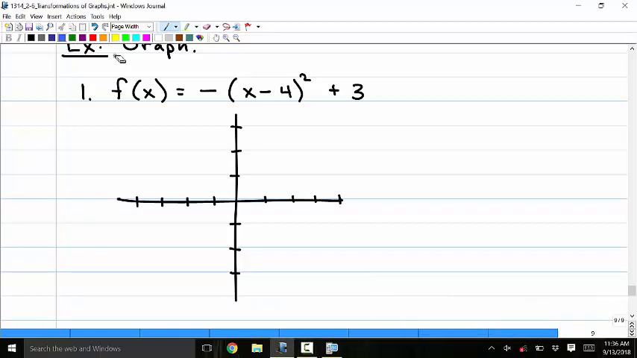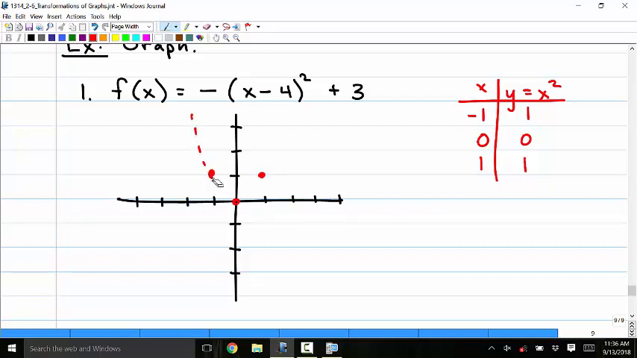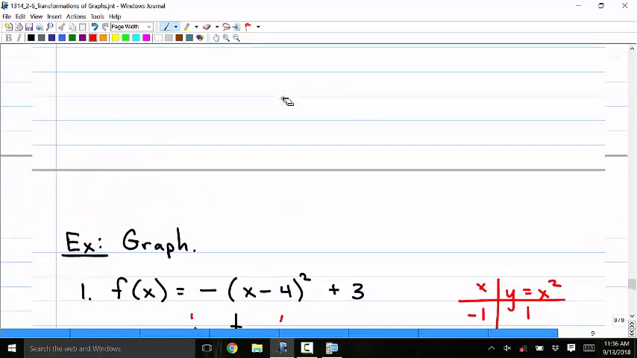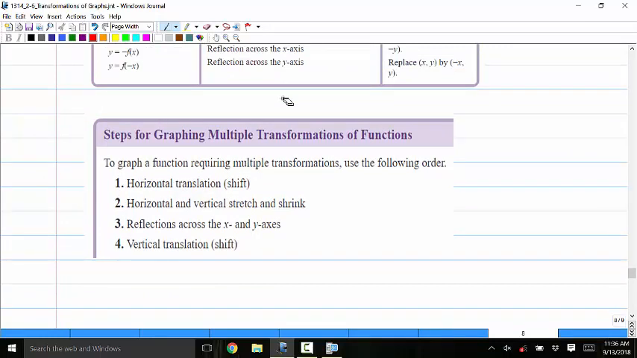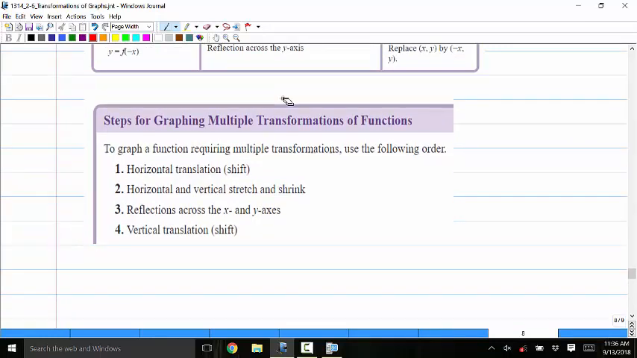For my parent function, y equals x squared, my three favorite points are -1, 1, 0, 0, and 1, 1. You with me? What do I do first? What does the box tell me to do first? Horizontal shifts and then reflections.